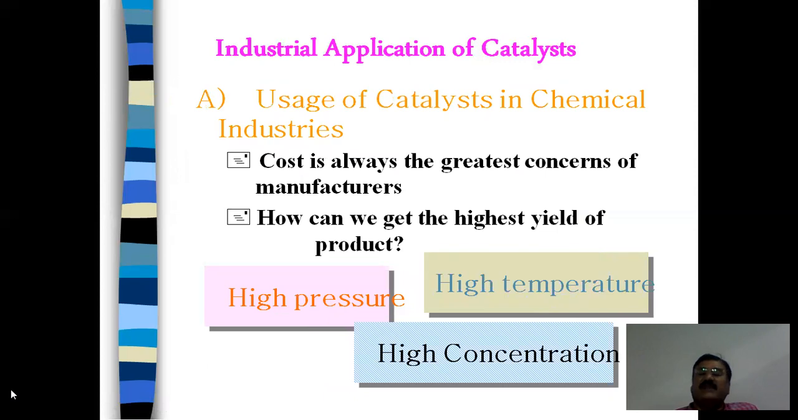Here are some industrial applications of catalysts. Uses of catalysts in chemical industries. In industries, manufacturing cost and yield of product are the major issues, because during manufacturing we require high pressure, high temperature, and high concentration. By using a catalyst, we reduce these in some way, and we can reduce the cost of manufacturing, and we can increase the yield of product.